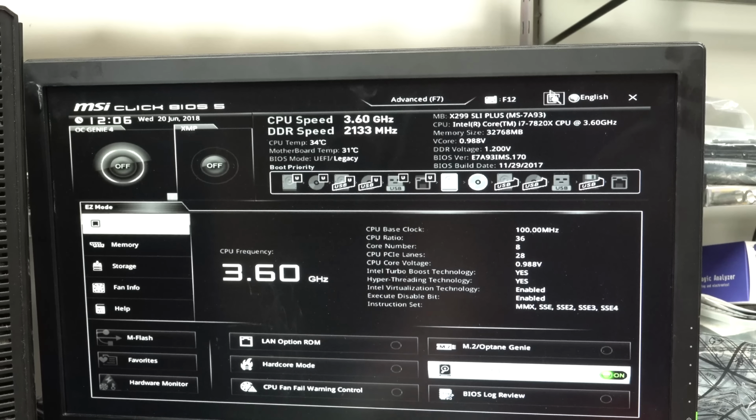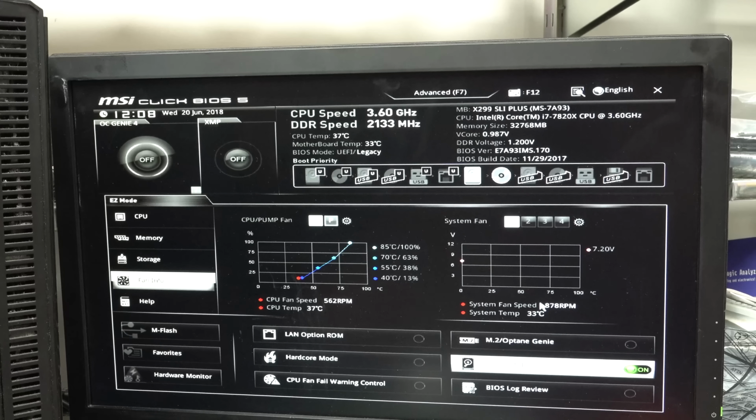Fan info, oh look at that. Oh, we get a characteristic curve for our fan. 574 RPM, fantastic. CPU 37 degrees. Oh well, A6 probably is the BIOS code for we're in the BIOS menu or something. Ordinarily it shows the CPU temperature there, and the system fan. 891 RPM. Speaking of which, I can barely hear this.